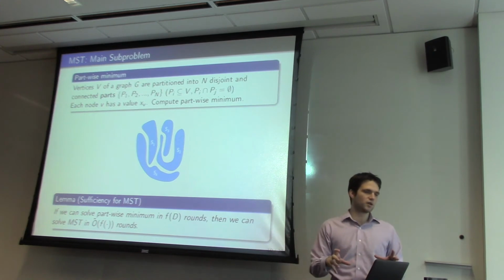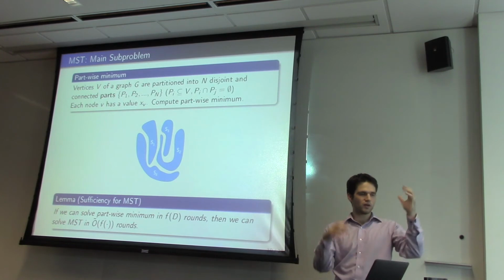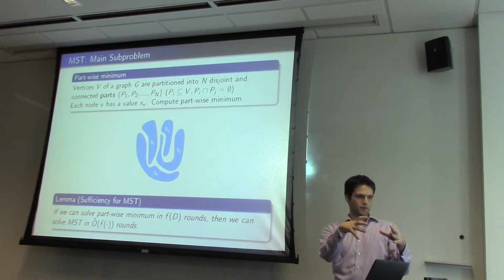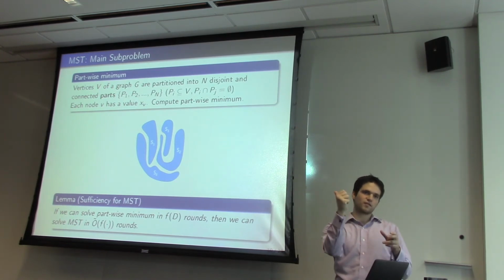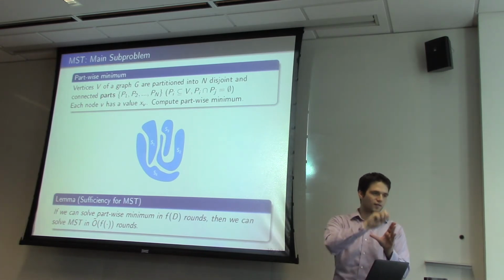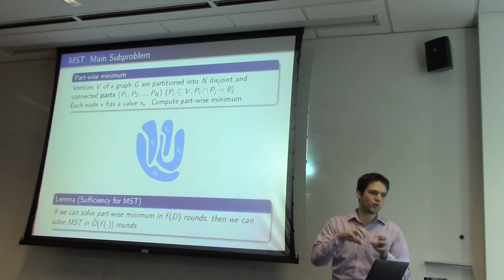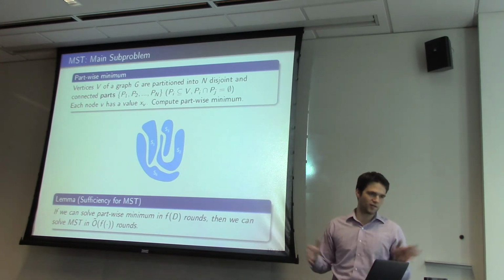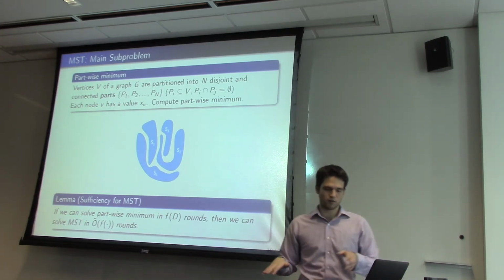No, just the partwise minimum value. So every node in a part has a scalar, a value. You want to compute the minimum out of all the scalars within your part, and broadcast this to everybody in your part so that they know. That's everything you need to know.